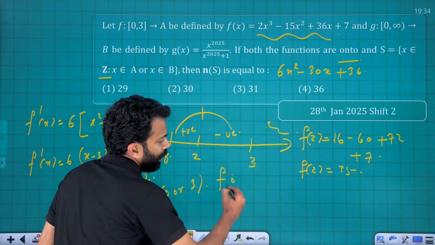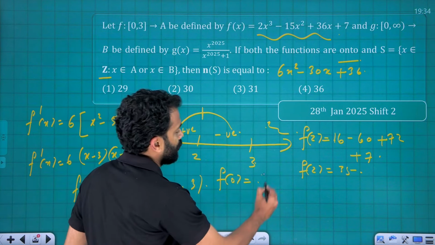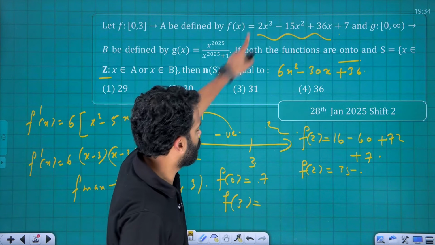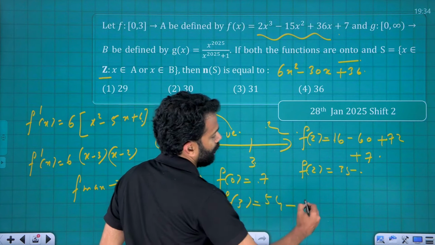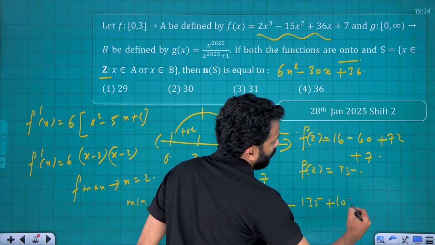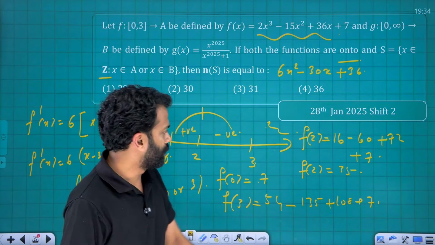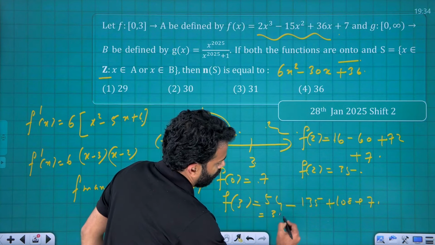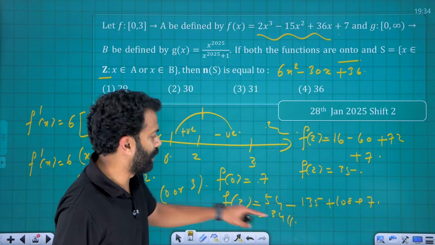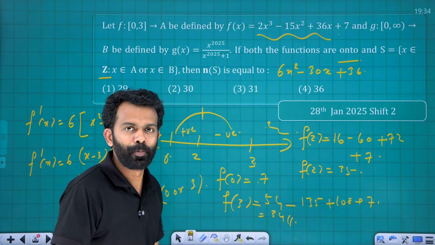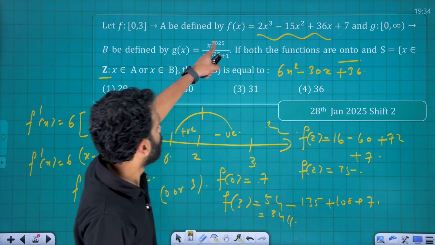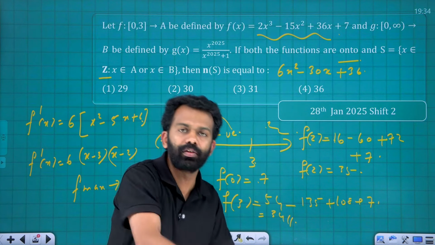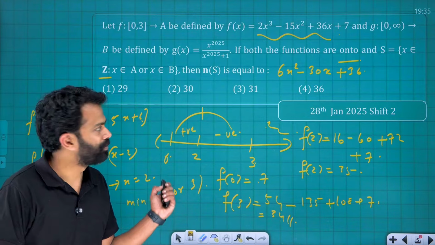Where is it hitting the minimum value? What is f of 0? f of 0 is equal to 7. And what is f of 3? f of 3 is equal to 2 into 3 cube. 3 cube is 27, into 2 is 54, minus 9 into 15 is 135, plus 108 plus 7. That is 115 minus 20, that is 34. So f of 0 is 7 and f of 3 is 34. So where is the minimum value? 7. So the range of f of x will be the closed interval 7 to 35. So the next slide.